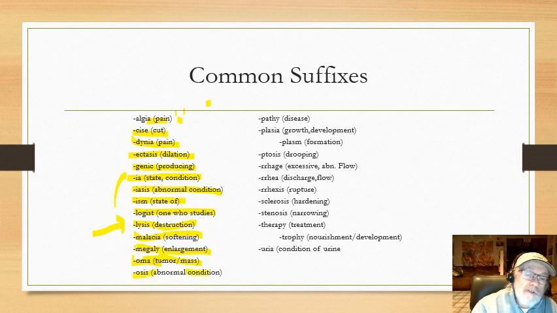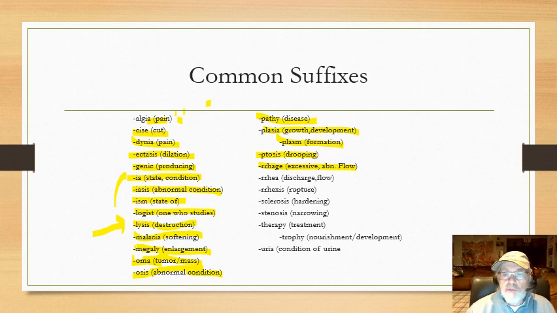Osis, I mentioned before, is an abnormal condition. Pathy, we talked about, is disease. Plasia means growth or development. When something is excessive growth or development, it's called hyperplasia, another word where we have a prefix, hyper, and plasia, a suffix, without a word root. Okay, but plasia means growth or development. Plasm also means formation. Ptosis means drooping. Okay, and that'll come up later on in the year. Ptosis means drooping.